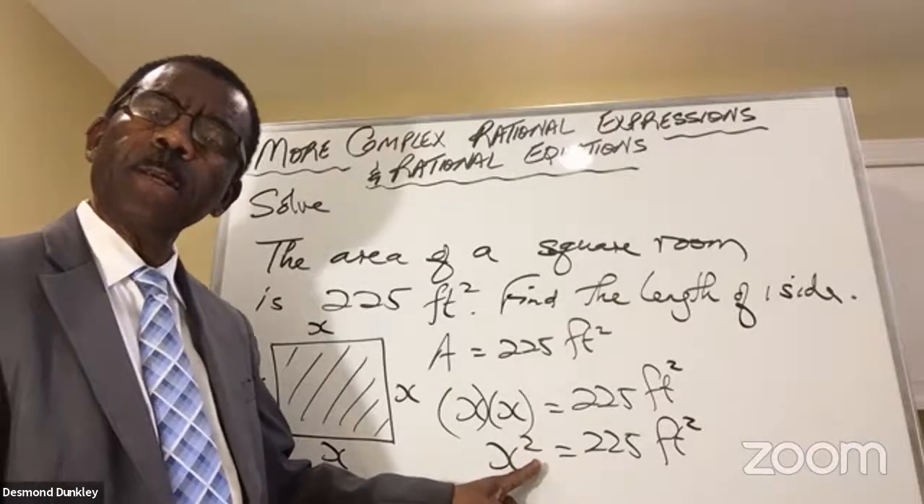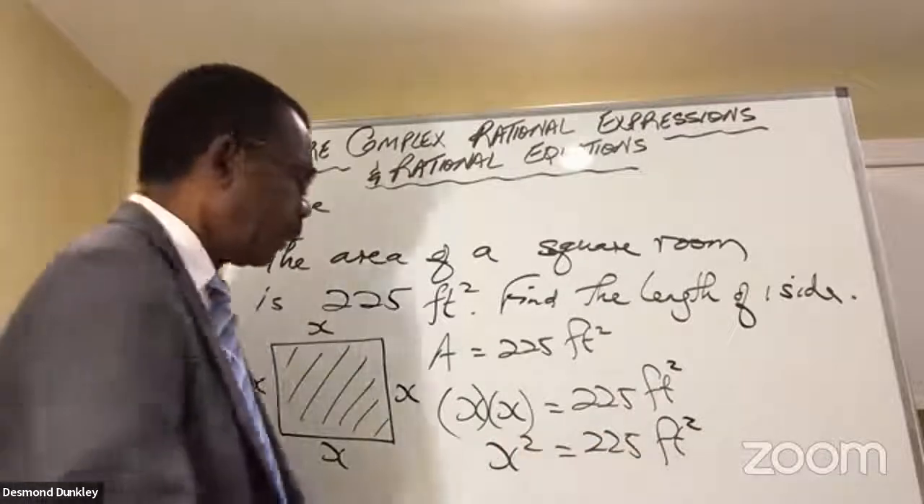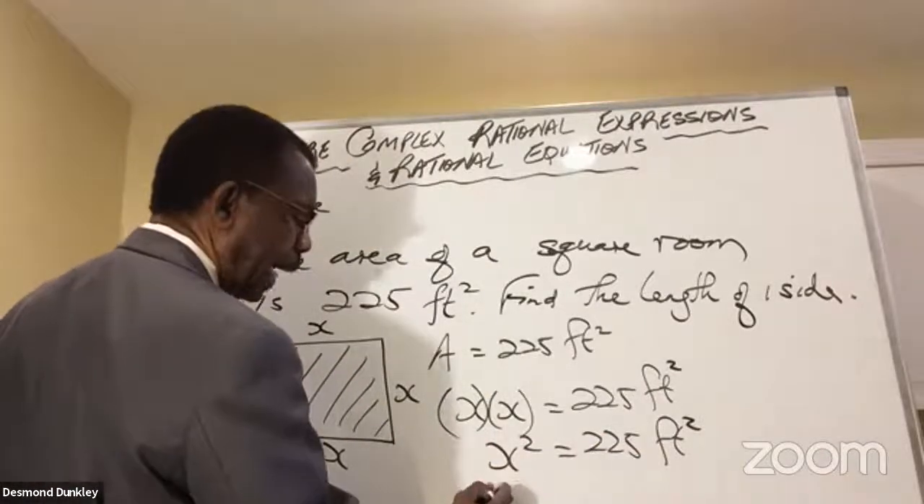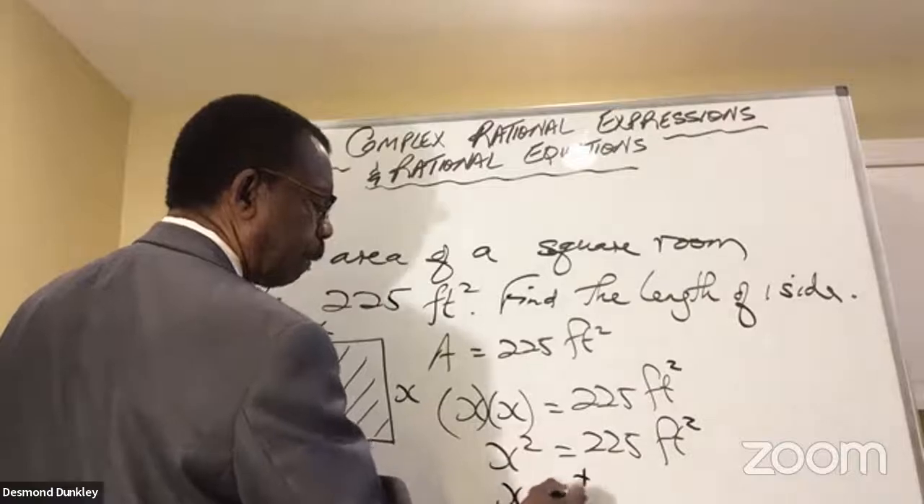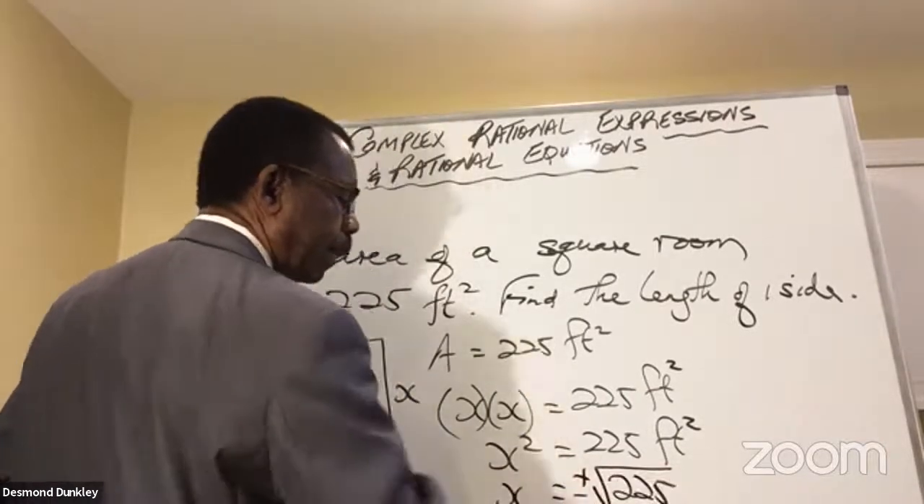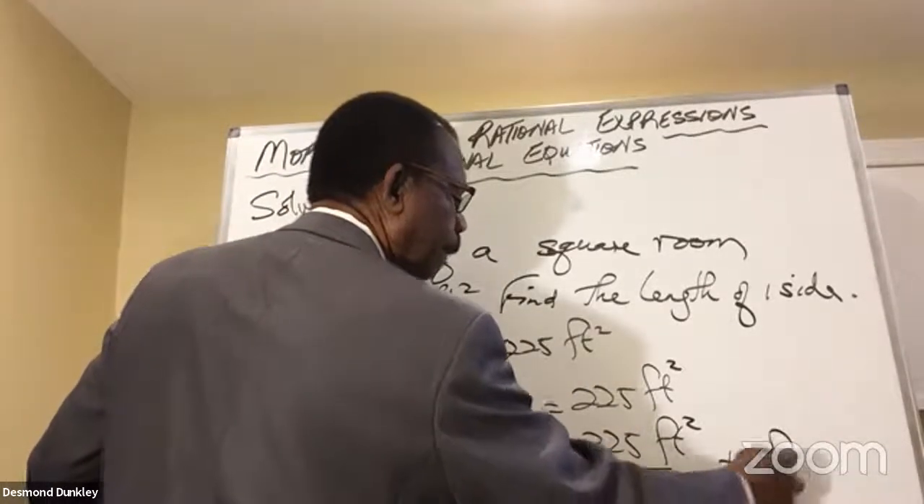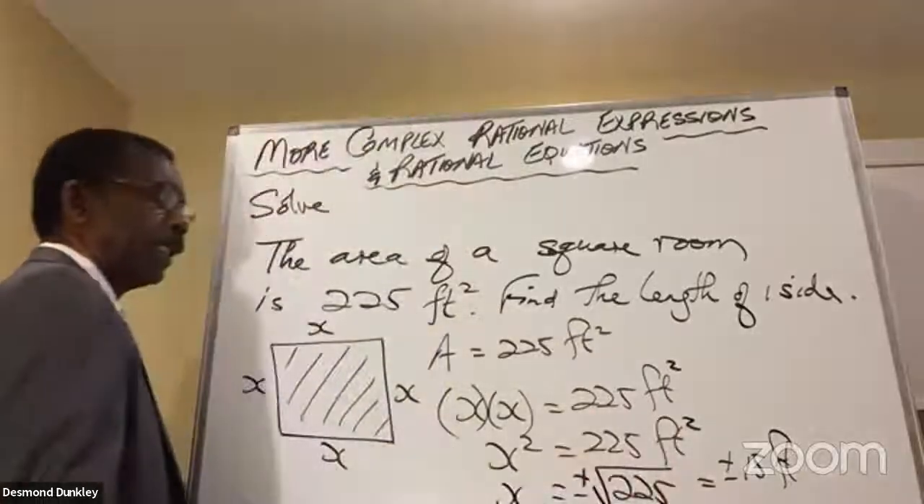How do you get rid of square? You do square root. So we find the square root of both sides. So therefore, x has to be equal to plus or minus the square root of 225, which is plus or minus 15. And the square root of feet squared is feet.